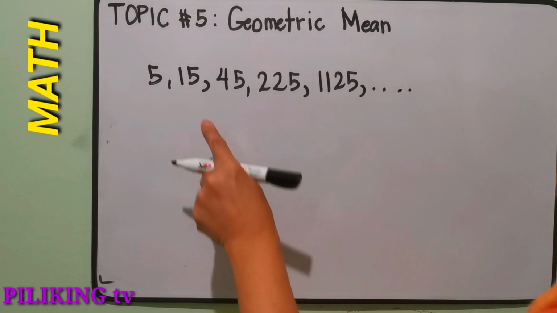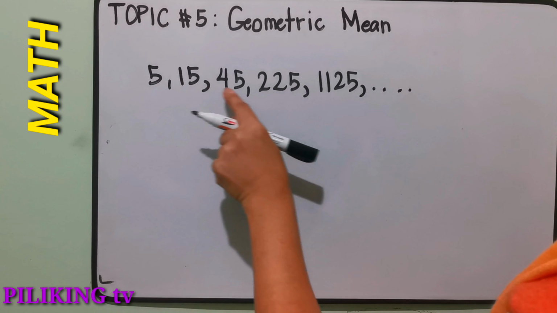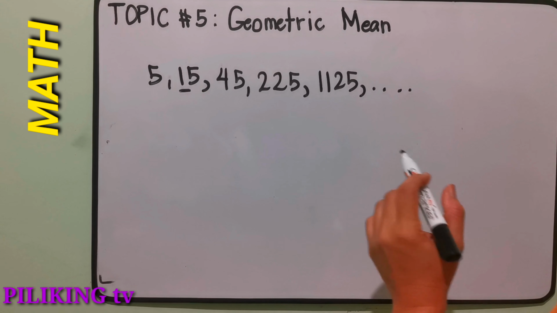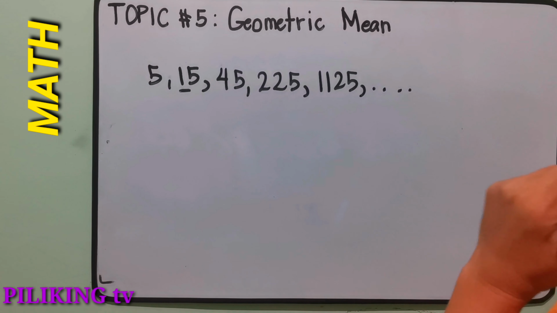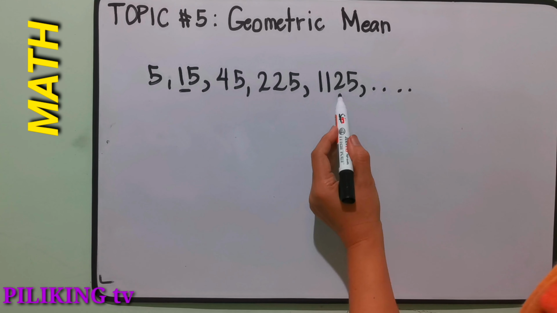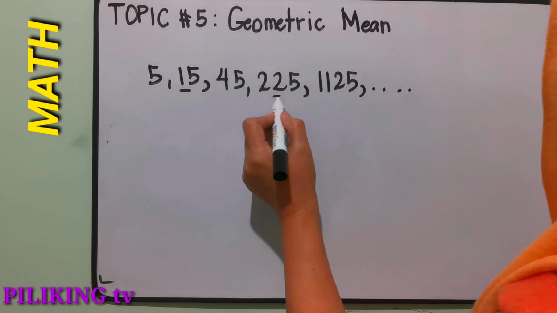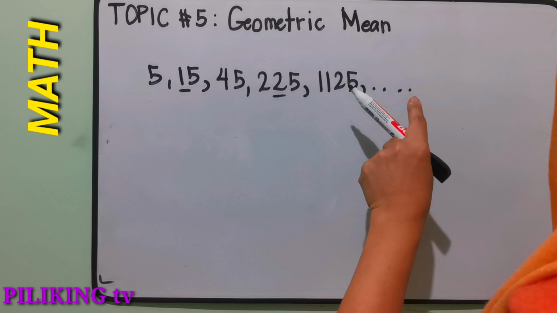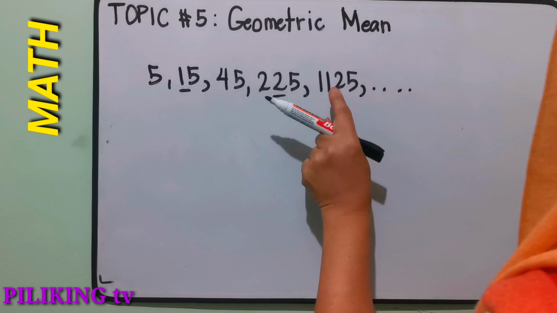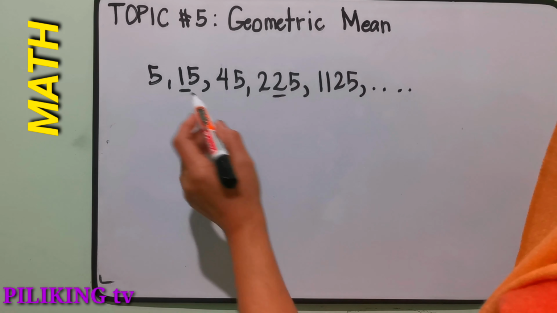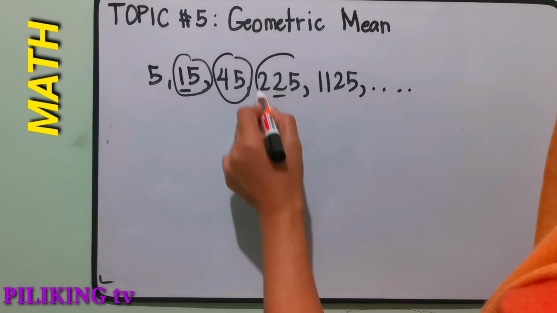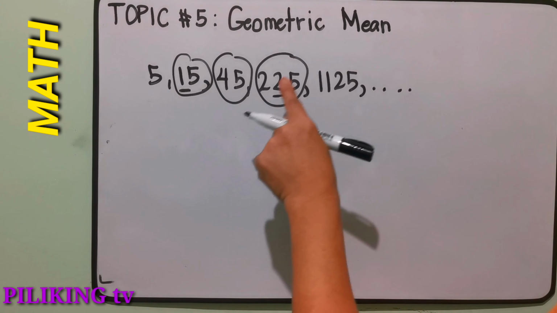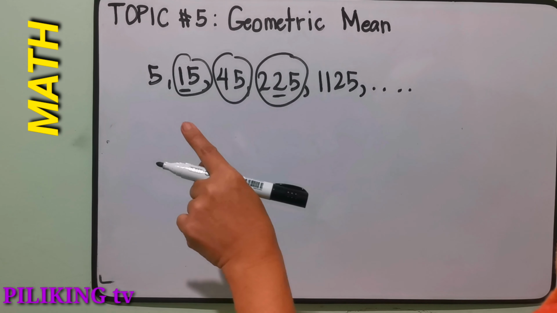If you are asked, what is the geometric mean between 5 and 45? That is 15. Another one, what is the geometric mean between 45 and 1125? That is 225. What if you are asked to find the numbers between 5 and 1125? Those are 15, 45, and 225. So, how do you insert geometric means between two terms?